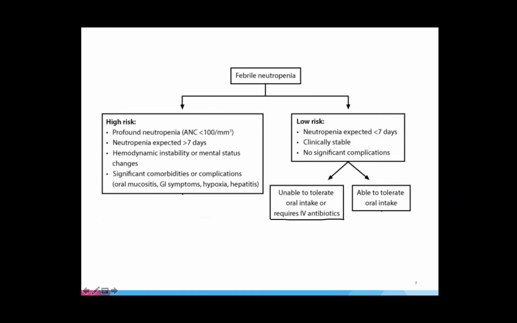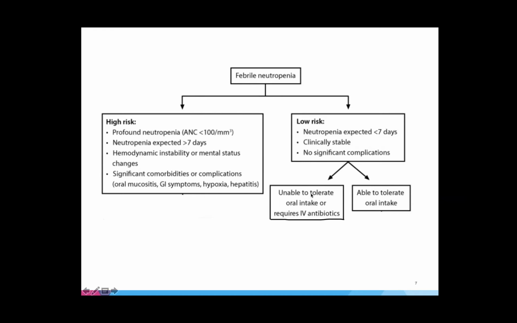Second, they have to be stable. Of course, if they're hemodynamically unstable, like any patient, you would send them to the ED, but that's kind of obvious. And then they don't have to have complications. Complications, for example: if a patient has neutropenic fever and they have new neurological symptoms, a lot of abdominal pain which is new, or diarrhea, those patients need a further workup. If there's none of these 3 points, then the next step is to see if they are able to tolerate oral intake. If they can, then you can treat them as an outpatient.